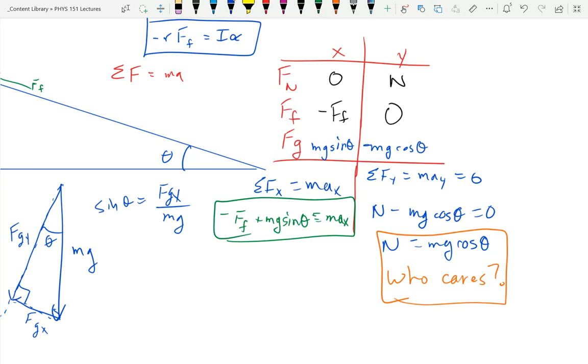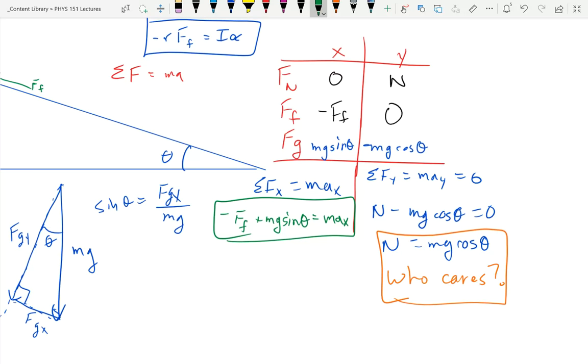So there's a second equation. I have two equations, the one with the blue box and the one with the green box. You have a question? If we know that it's not slipping, can we assume that the force of friction is 0 and get rid of that entirely? No. If the force of friction was 0, it would be sliding. Okay, never mind.